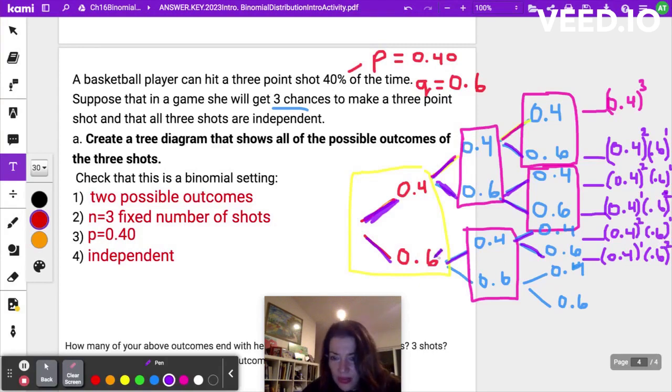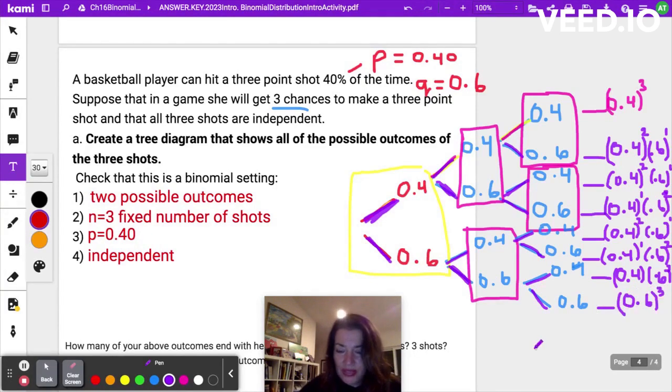All right, and then we have 0.6 times 0.6 times 0.4. So this outcome is 0.4 times 0.6 squared. And the last possibility is that she misses all 3 shots. So right here I have 0.6 times 0.6 times 0.6. So that is 0.6 cubed.